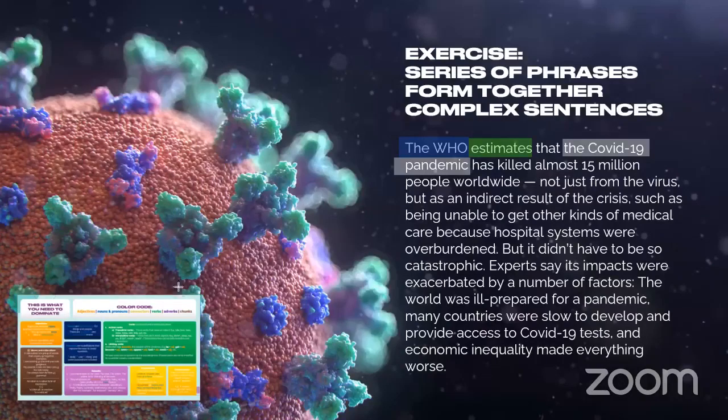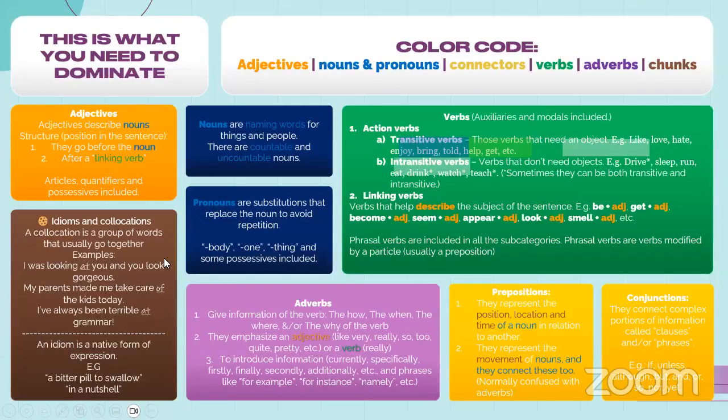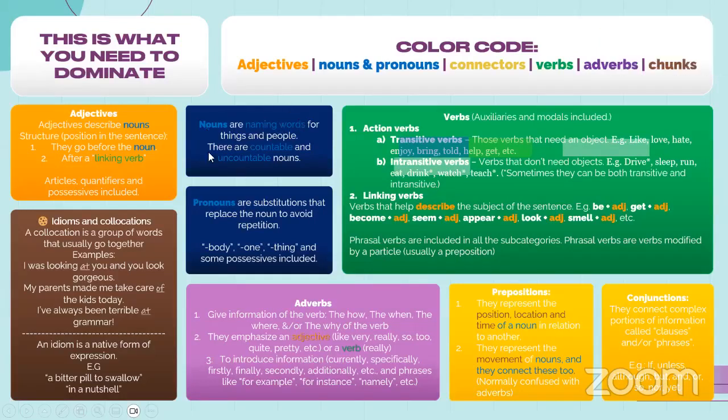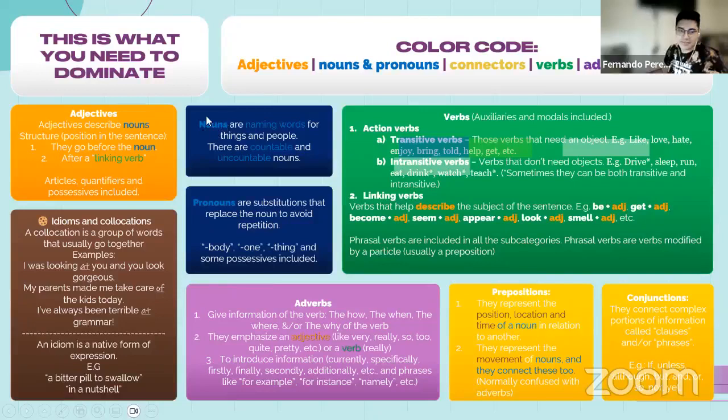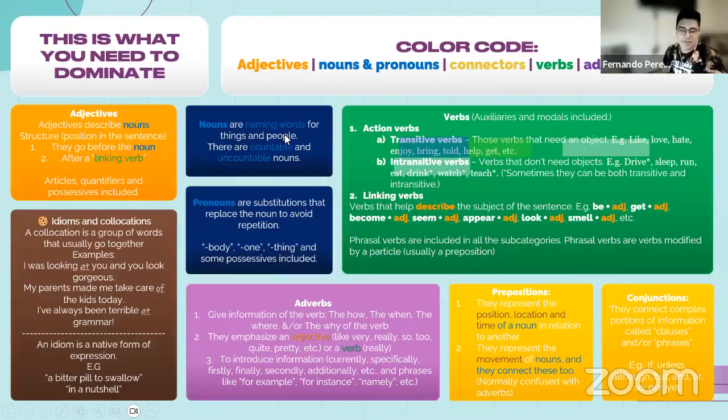I don't know. One more time. What are nouns? No, because it could be replaced with other, I am not sure, with other, pronoun. But there is something easier. Read this again. Nouns are naming words for things and people. That's it. Nouns are naming words for things or people.